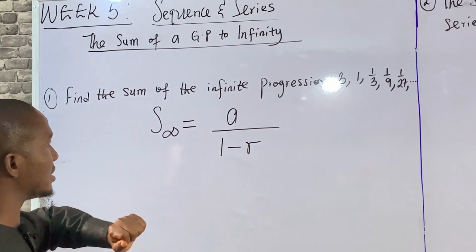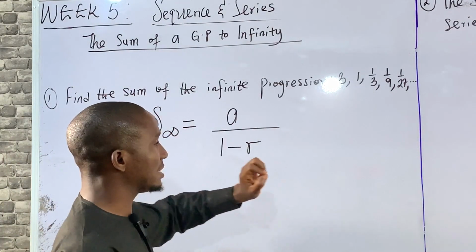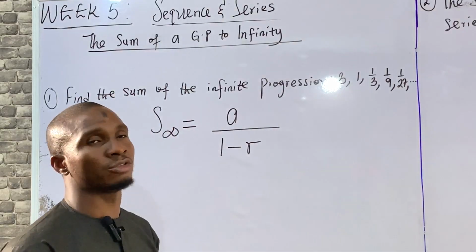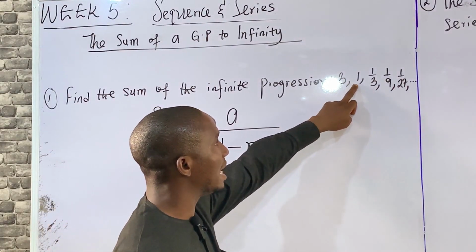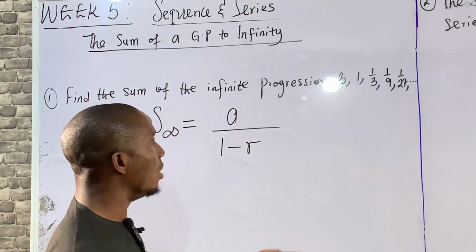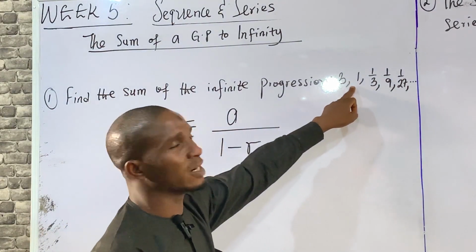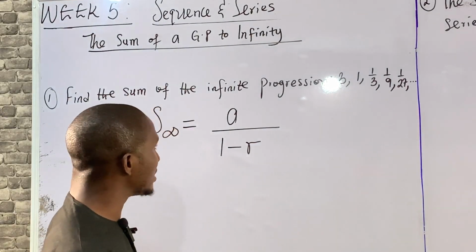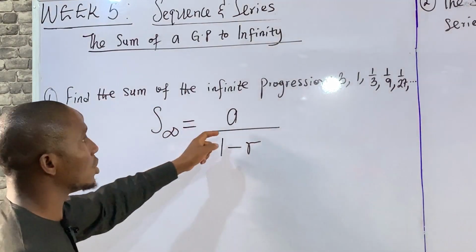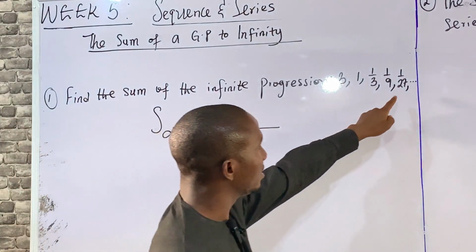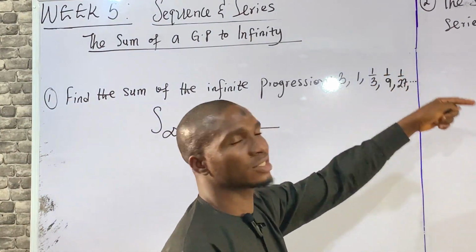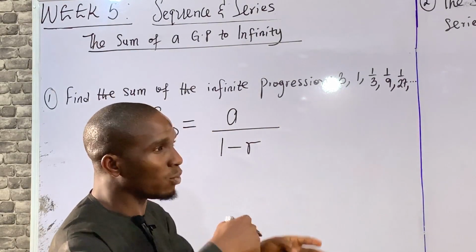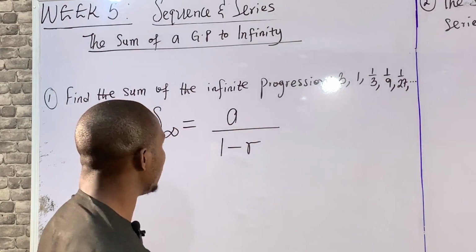Now, if you look at this series, for example, A is the first term, A has been given to you to be 3. You can easily get your R, which is your common ratio, which is going to be the second term divided by the first term, or the third term divided by the second term, or the fourth term divided by the third term. So from here, you can calculate the sum to infinity. You can see that the series continues. So how can you find the sum of what you've seen and what you did not see? That is sum to infinity.